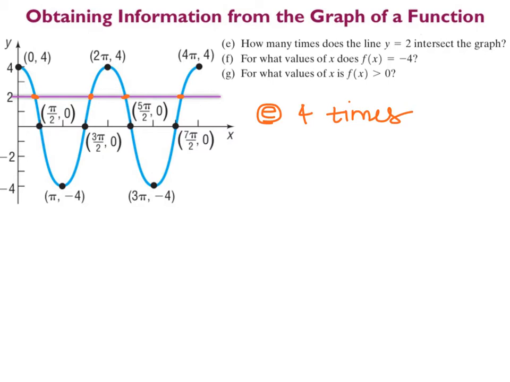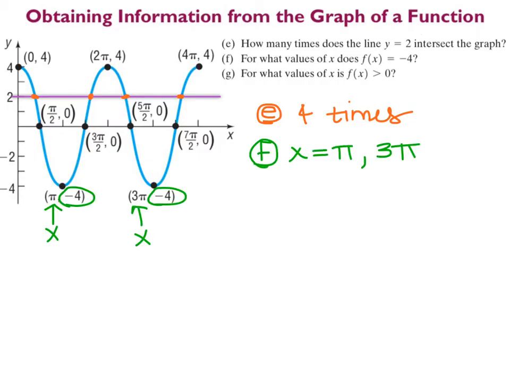Part F asks to find what values of x does f of x equal -4. If you forgot, f of x is like saying y. So what are the x values when y equals -4? You could draw another line, or I actually just looked down to where y equals -4, and it looks like there are already two pre-labeled points there, which I love. Those are the only two points that get down as low as -4. So that means that x is going to equal pi and 3 pi.